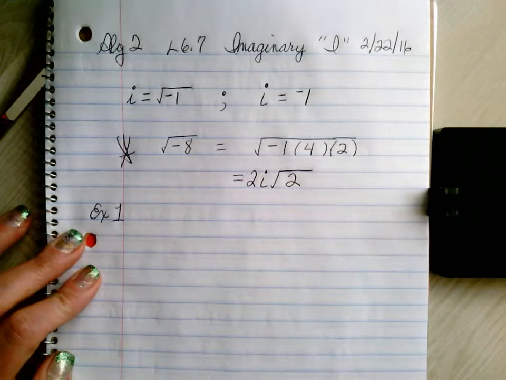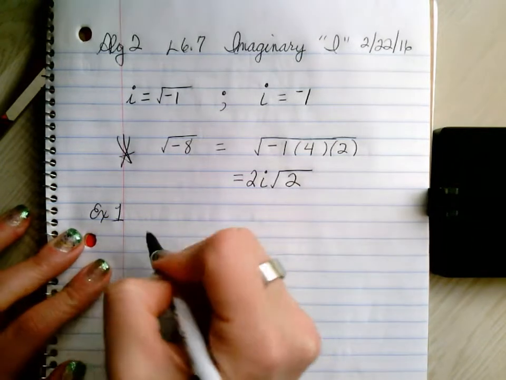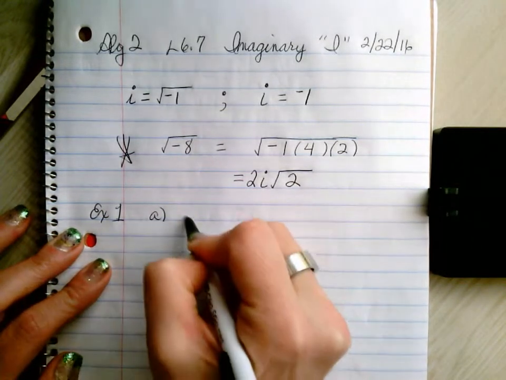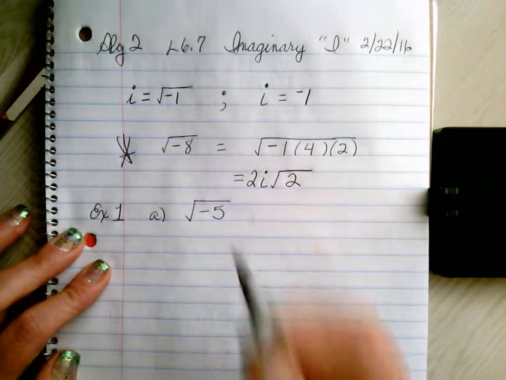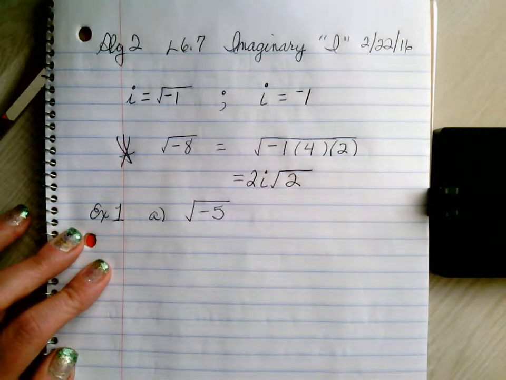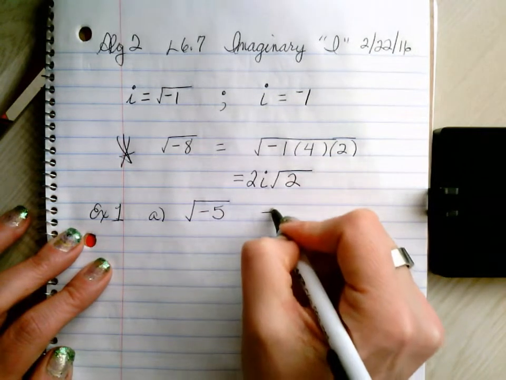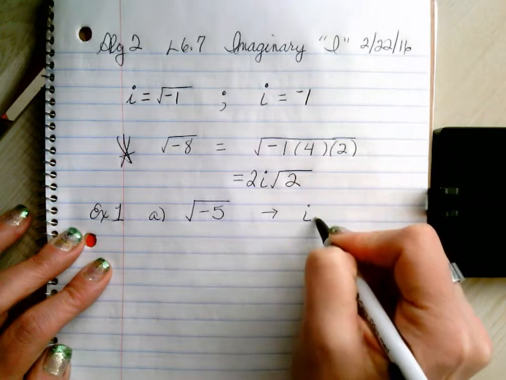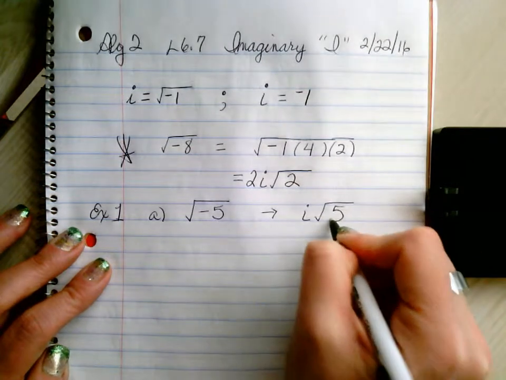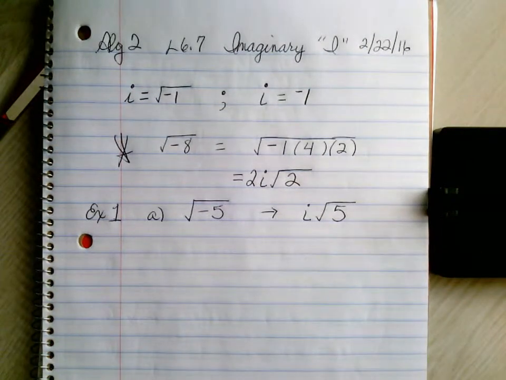So example 1, if I asked you to tell me for A, the square root of negative 5, well, there's no square root for 5, but there is a square root for negative 1. The square root of negative 1 is I, which leaves you with I radical 5. I radical 5 is your answer. Okay, because we factored it to negative 1 and 5. The square root of negative 1 is the letter I.